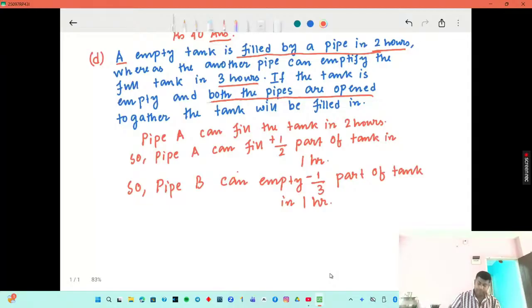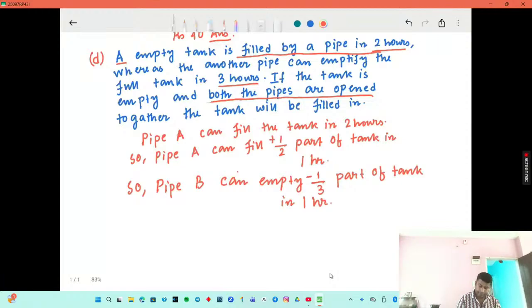Okay. Now we will go to the calculation part. Here the tank is empty and both pipes are opened together, that is, simultaneously, and we have to find the time taken to fill the tank when both pipes are opened together.